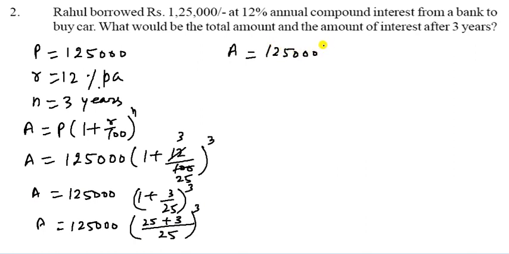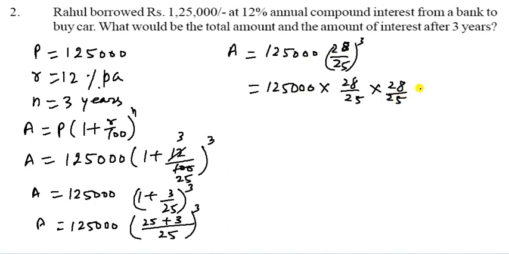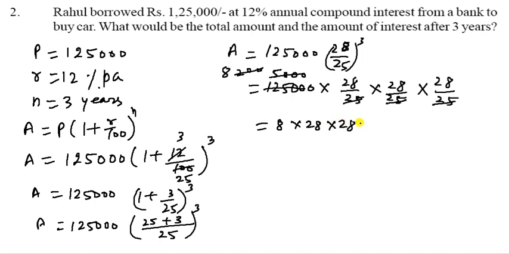Now we want to calculate this one. It is 1 2 5, how many zero? Triple zero. And this one is the 28. So 25 and 3, that is 28 upon 25 and whole power is 3. So 1 2 5 triple zero into 28 upon 25, once again 28 upon 25 and once again 28 upon 25. So 25 5 ja 125 and triple zero. Now 25 2 ja 50 double zero and 25 8 ja. So it will be 8 into 28 into 28.